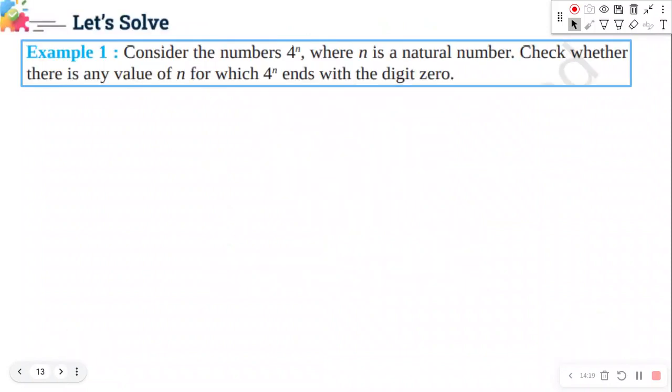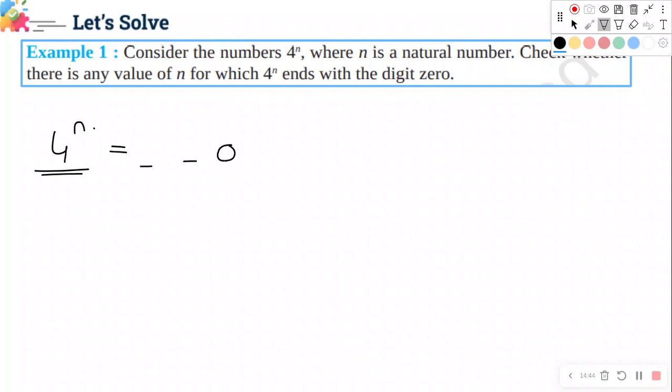Okay, now look over here. Consider the numbers 4 raised to n, where n is a natural number. Check whether there is any value for n for which 4 raised to n ends with 0. Now look, the number is 4 raised to n, and we have to find a value such that the number ends with 0. What value can I put for n such that we get 0 as the answer?